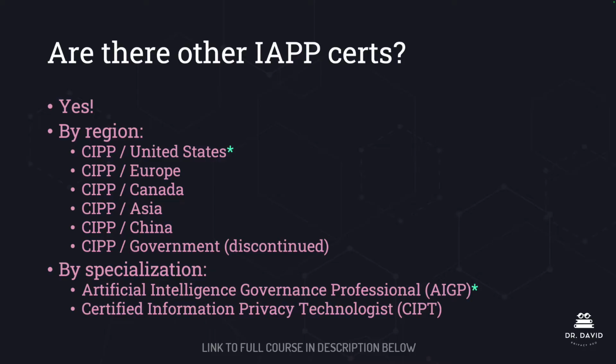The IAPP also offers 3 certificate specializations. In addition to the CIPM certificate, they also offer the AIGP, or Artificial Intelligence Governance Professional certification, and the Certified Information Privacy Technologist, or CIPT certification.